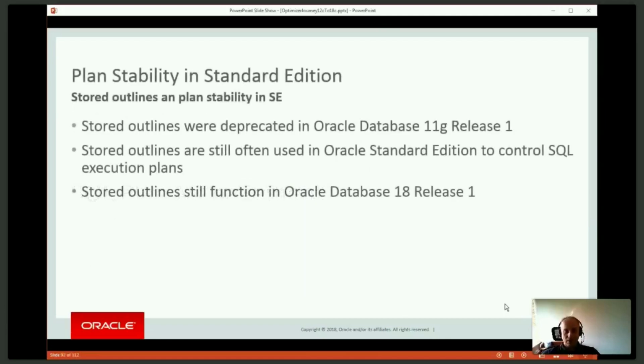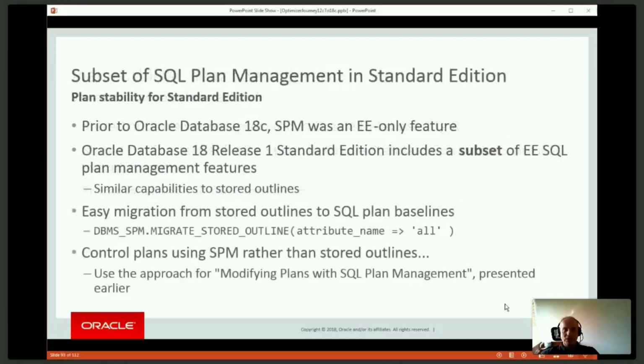SQL plan management. This is quite an important change again with 18c. You may be aware that for standard edition, really the only option you had prior to 18c was to use stored outlines to stabilize SQL execution plans. You're probably aware also these were deprecated in Oracle Database 11g Release 1. The truth is, however, a lot of people still use stored outlines in standard edition to control their SQL execution plans. They're still available in 18c, but what we've decided to do is to give you a better plan stability option in standard edition.